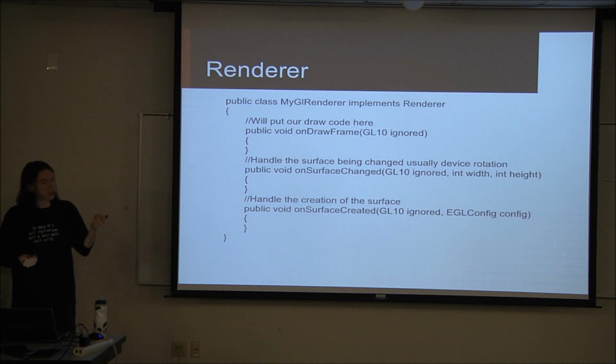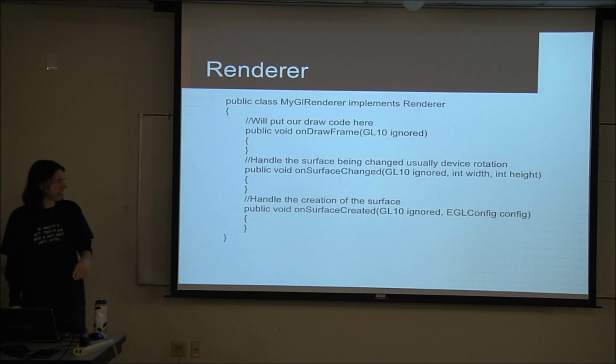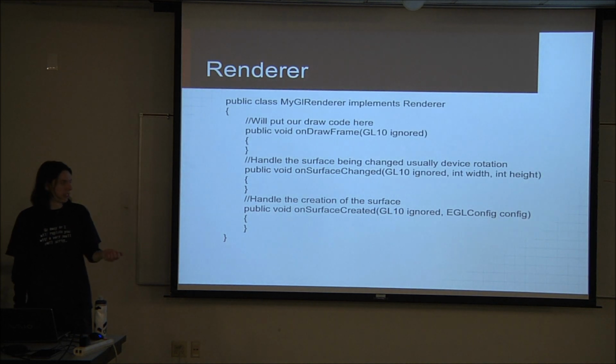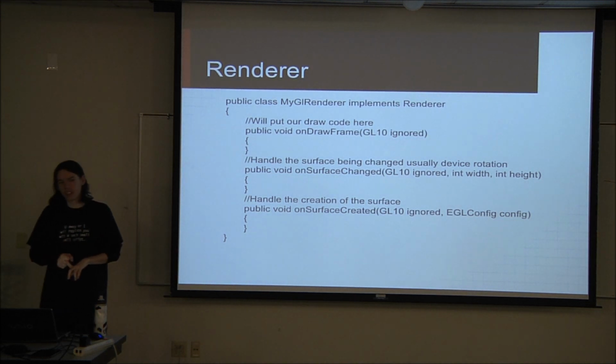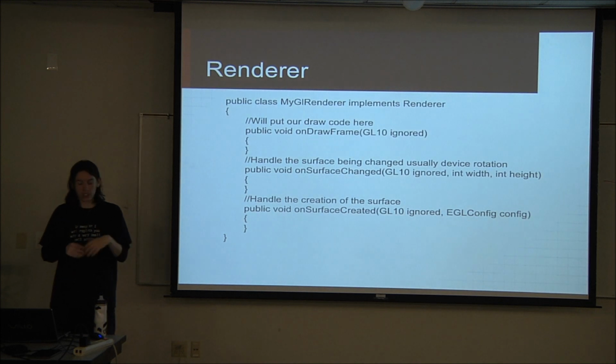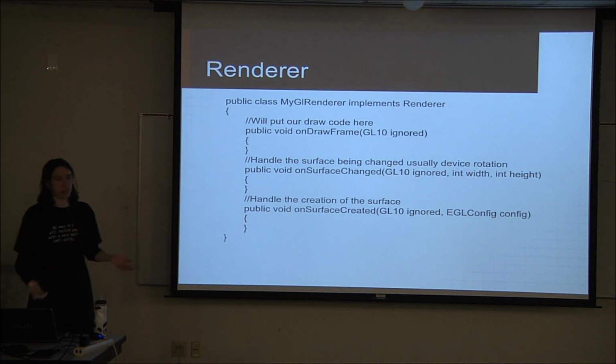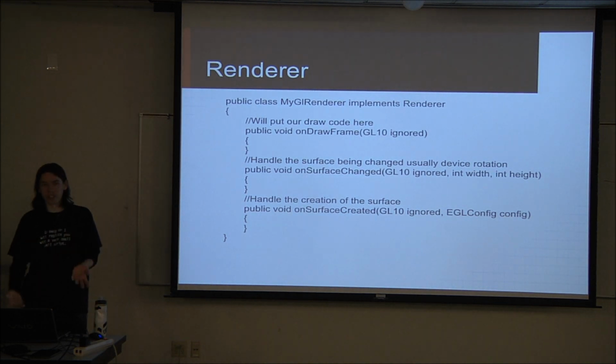Not too useful here. Width and height swap, and you're pretty much done. On surface created is basically, hey, look, I created a surface. You can get the config of how the surface is set up, and you can go about creating your textures there. So you can load your textures there. Once that's called, you can start loading textures, and everything's nice and happy. Surface has been created. You have something to render on. Everything's nice and happy.